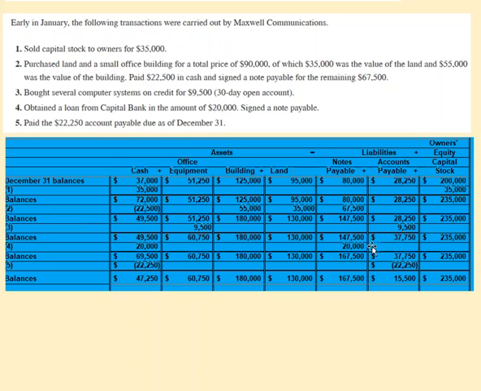And again, we recompute our balances. If the transaction did not affect an account, then we just simply pull the balance down. If the balance changed, then we put our new balance here. Now we move to item 4.